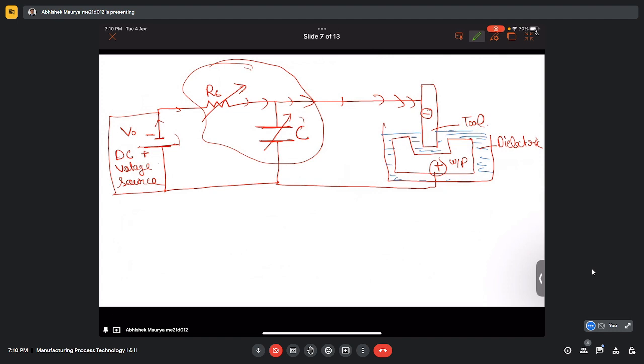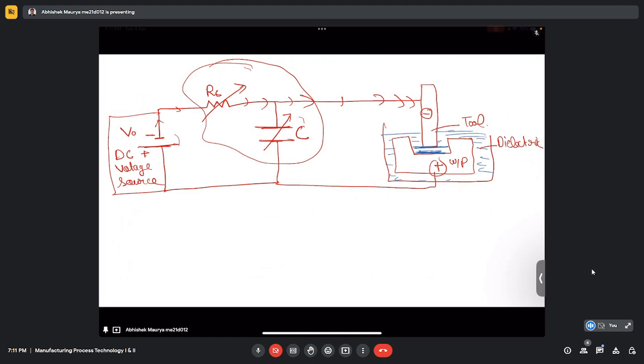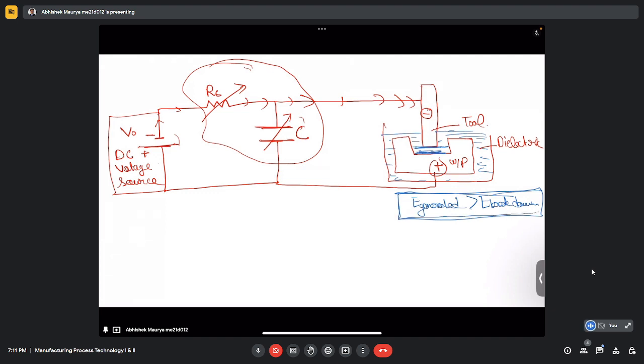I told you that there is a dielectric. I have already explained that the dielectric has the property that it should not break down, or it should not facilitate the formation of an arc column, unless we reach the condition of E generated greater than E breakdown. Until this condition is reached, sparking is not going to happen.